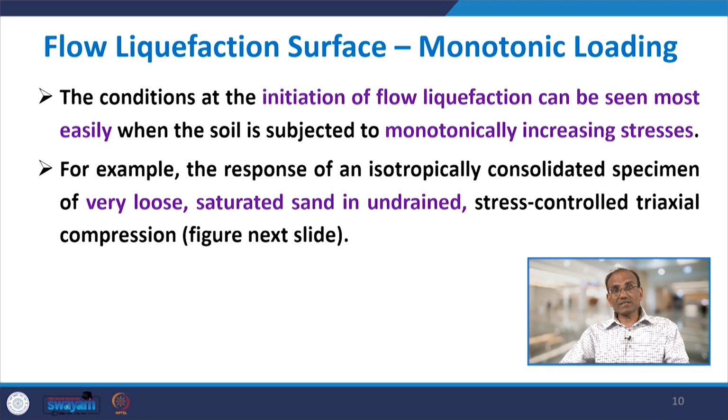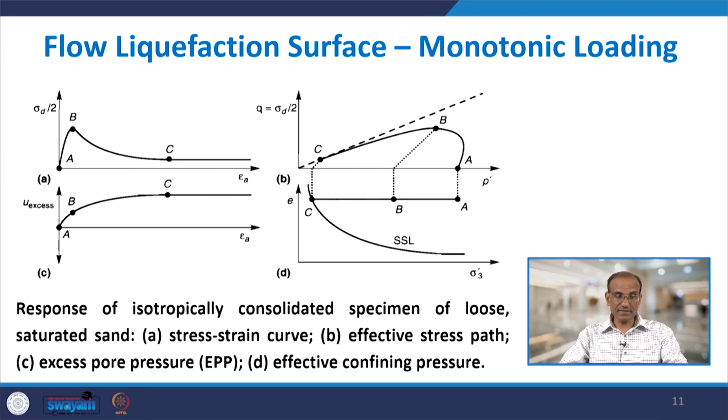The response of an isotropically consolidated specimen of very loose saturated sand under undrained conditions is given here. Let us discuss this figure in detail, and it consists of 4 parts. In the first part, what do you have? The flow liquefaction surface for monotonic loading, it is like here.